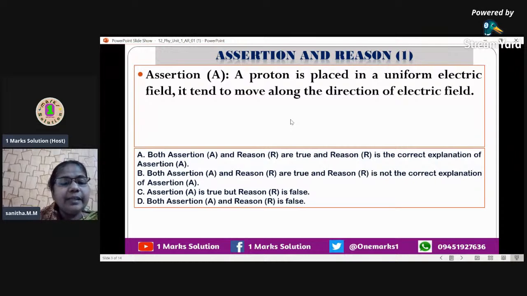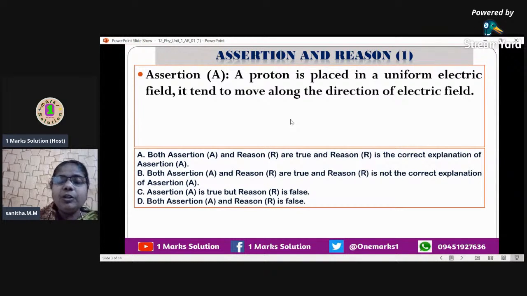And the third one, we can say, if A is true but the reason is false. And the fourth one, we can say, if the assertion and the reason are false. So please have a thorough study of this so it will be easy for you when you are writing the answer for it. Now we can go for the first question. You can see the assertion.